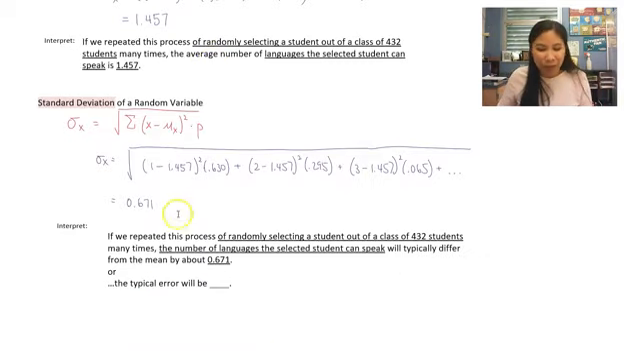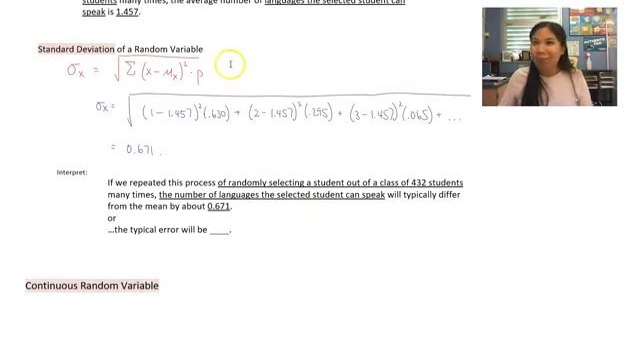And so, of course, once we calculate the standard deviation, we also want to be able to interpret this number. So if we repeated this process of randomly selecting a student out of a class of 432 students many times, the number of languages the selected student can speak will typically differ from the mean by about 0.671. Sometimes you might see the interpretation describing a typical error instead. Either way works, but of course the context of the problem has to be in the interpretation itself, so that's why we need to have all these underlined parts in there. The underlined parts, again, fill in the blank for whatever the context of the problem that you're doing is.